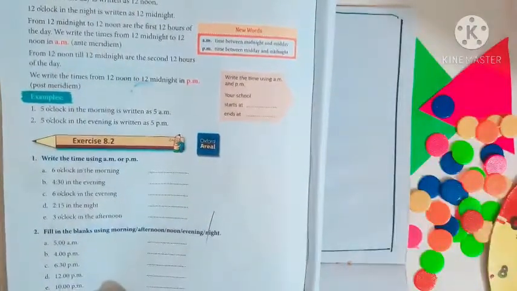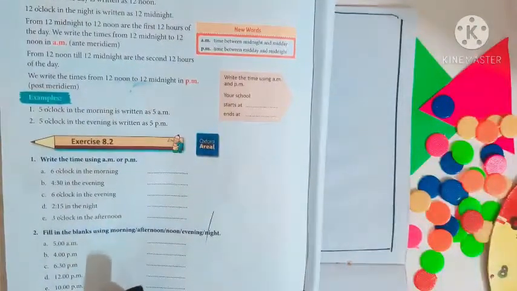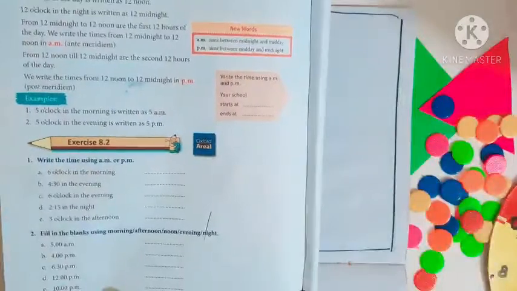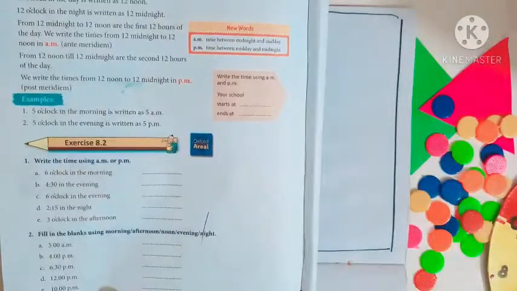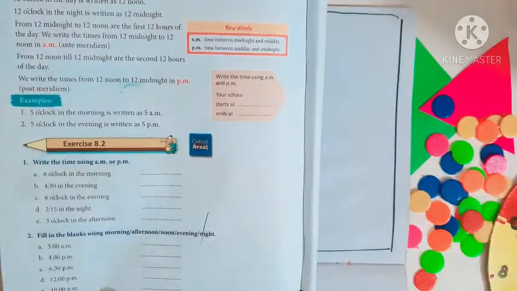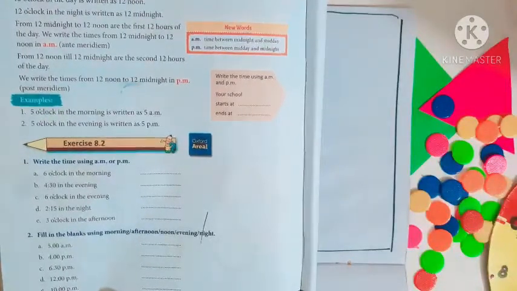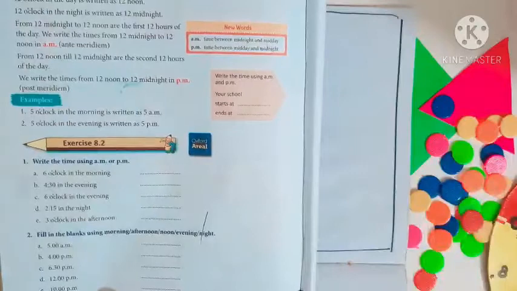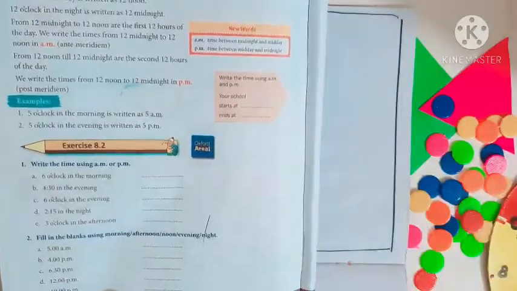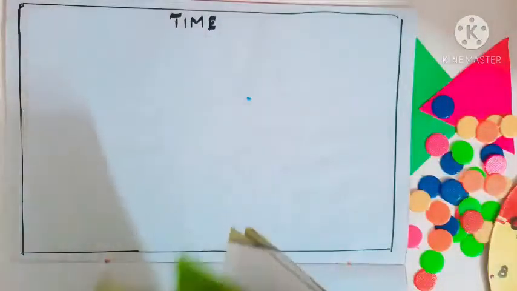Next, fill in the blanks using morning, afternoon, noon, evening and night. You have to fill this with the help of this time. 5 AM. It is morning, isn't it? Early morning. Shall I say 12 PM? It is what? Noon, isn't it? 10 PM. It is night. Fine. Good. So you can write this and complete it.